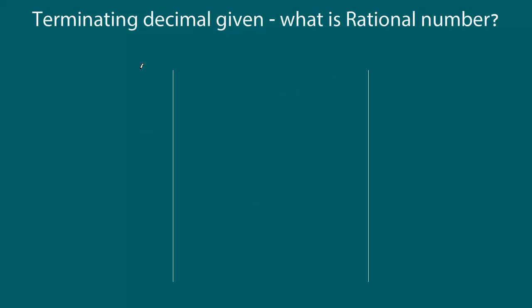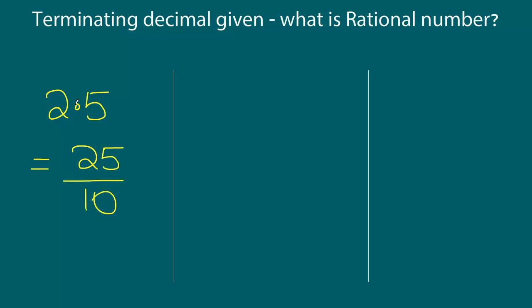So let's take a look at a few examples. Say we have 2.5. Is this a rational number? Let's find out. We can write 2.5 as 25 divided by 10. After the decimal, there is one digit, so we put 10. Now, this definitely is a rational number because 25 is an integer and 10 is an integer. If we can write them in the form of p by q, where both are integers and q is not equal to 0, then yes, this is a rational number.